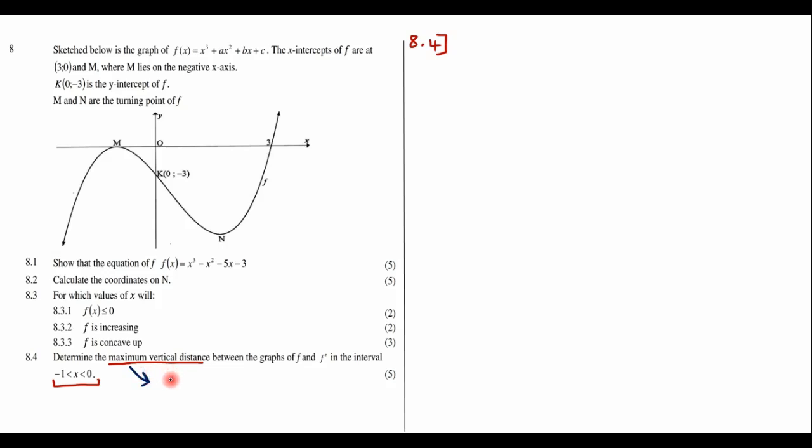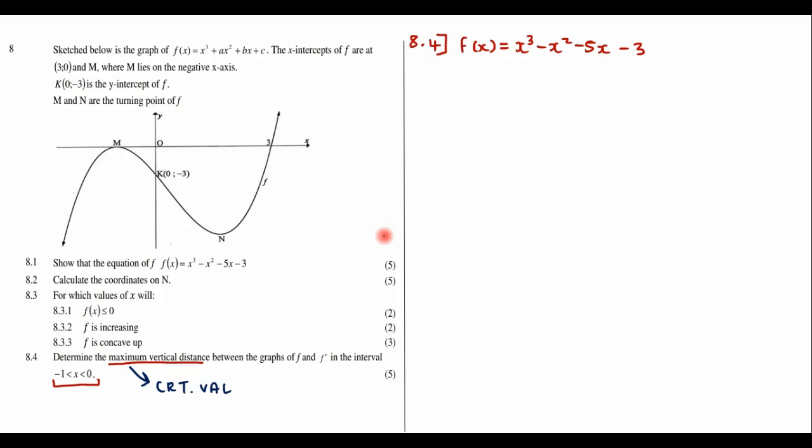When you talk about maximum, we always use the critical values, right? We always use critical values to basically determine a maximum distance or maximum vertical distance. So what does this mean? This means the first thing that we're going to do, we first need to write both of the equations that we have. So here I have x cubed minus x squared minus 5x minus 3.